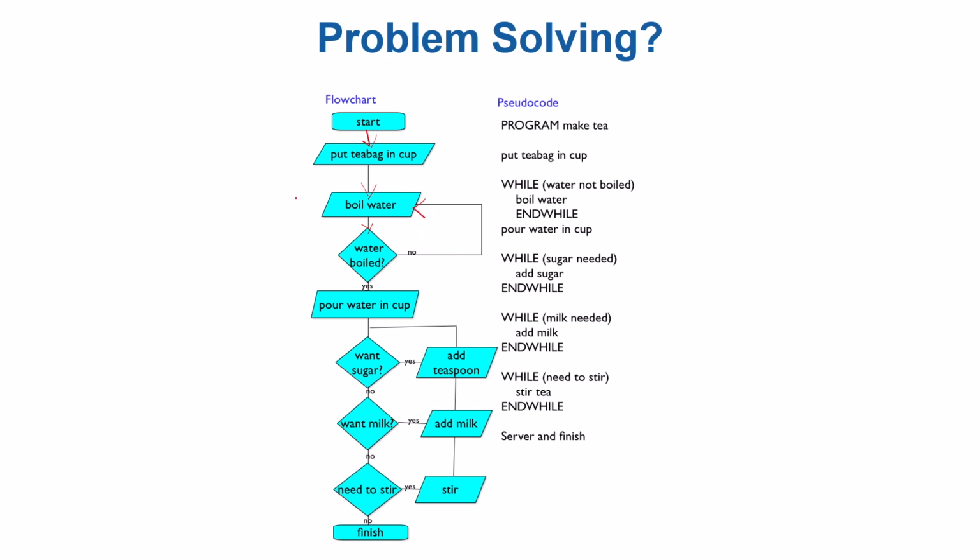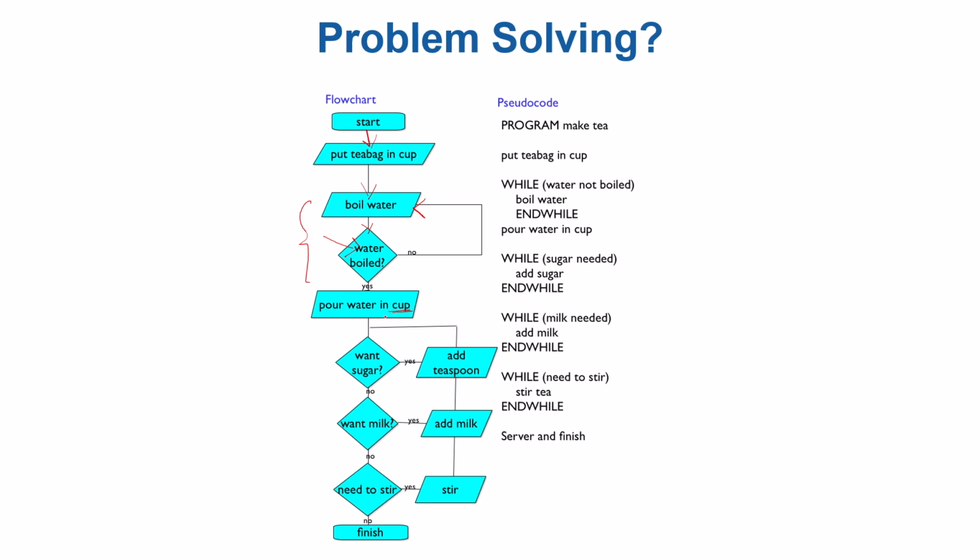You are doing the same kind of stuff again and again until a particular condition is met. So in this case, the condition is: while the water is not boiled, keep on doing the same procedure again and again. This is called repetition or loop. So you boil the water again, check the condition. If the condition is true, for example, the water is boiled, yes, then you can exit this loop and come out. Then pour the water in the cup.